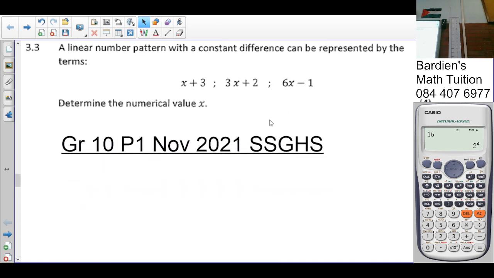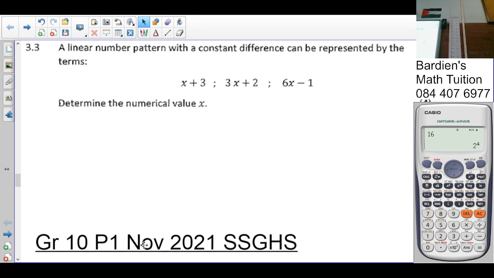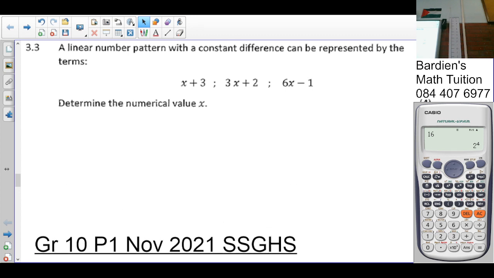The next one. Another algebraic pattern here. A linear pattern with a constant difference can be represented by the following. Determine the numerical value of x. So what is exclusive to linear patterns? It has a first common difference, not some. It has a common difference. So how do I move from one term to the next? It's going to simply be 3x plus 2 minus x plus 3.